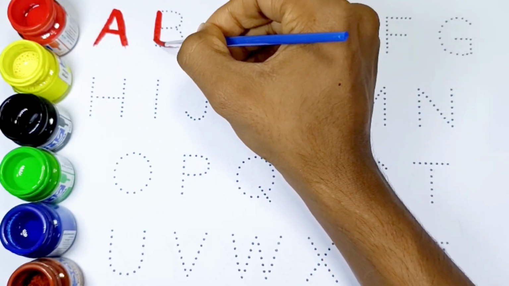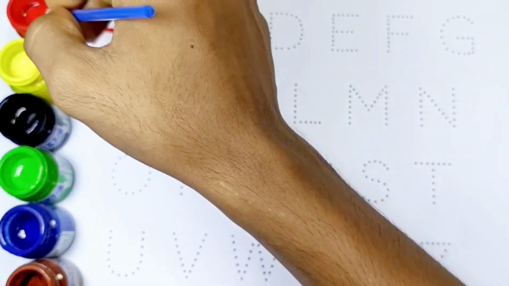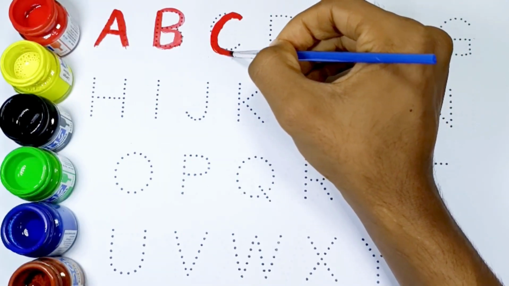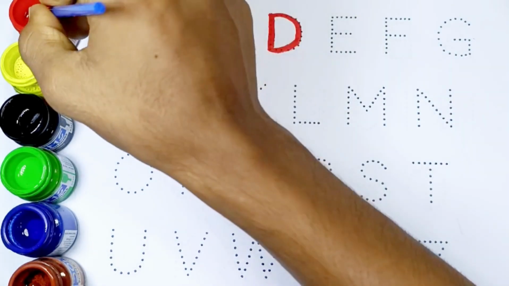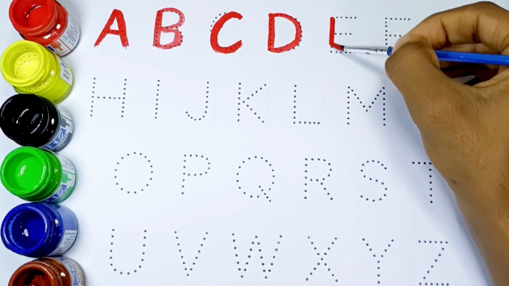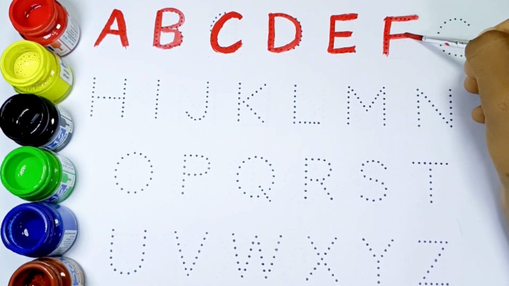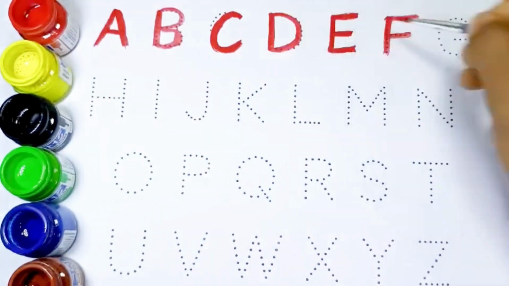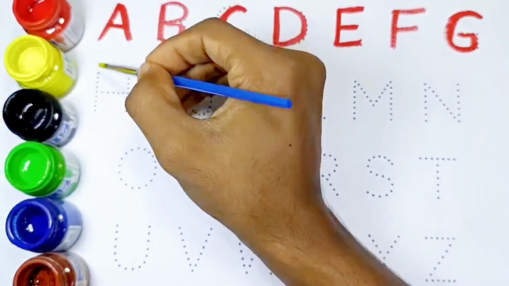A for apple. B for ball. C for cat. D for dog. E for elephant. F for fish. G for God. Kids, now you draw H, the alphabets of H, and use yellow color.